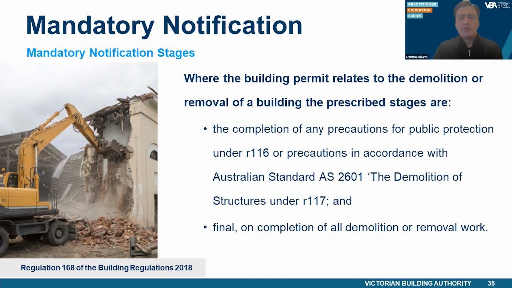Where the building permit relates to the demolition or removal of a building, the prescribed stages are the completion of precautions for public protection and precautions in accordance with Australian Standard AS 2601, the demolition of structures, under Reg 116 or Reg 117, and final on completion of all demolition or removal work.